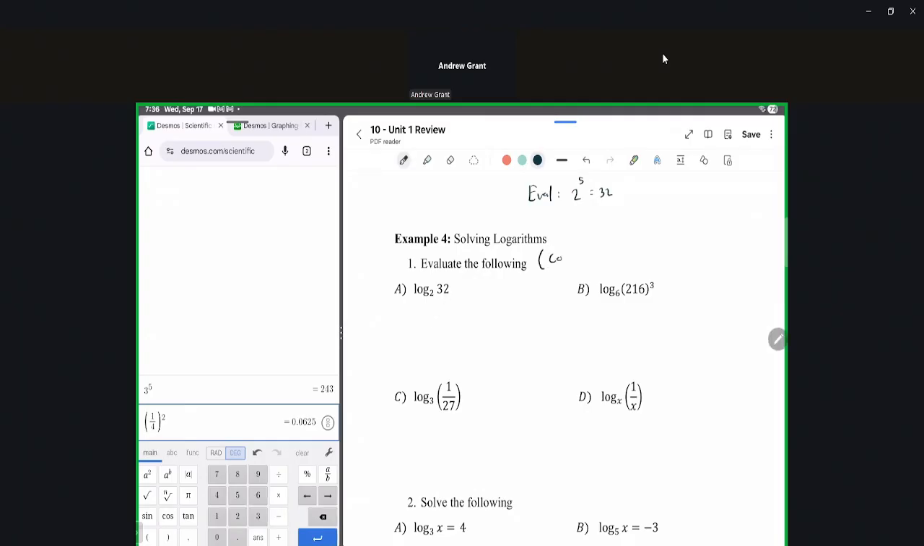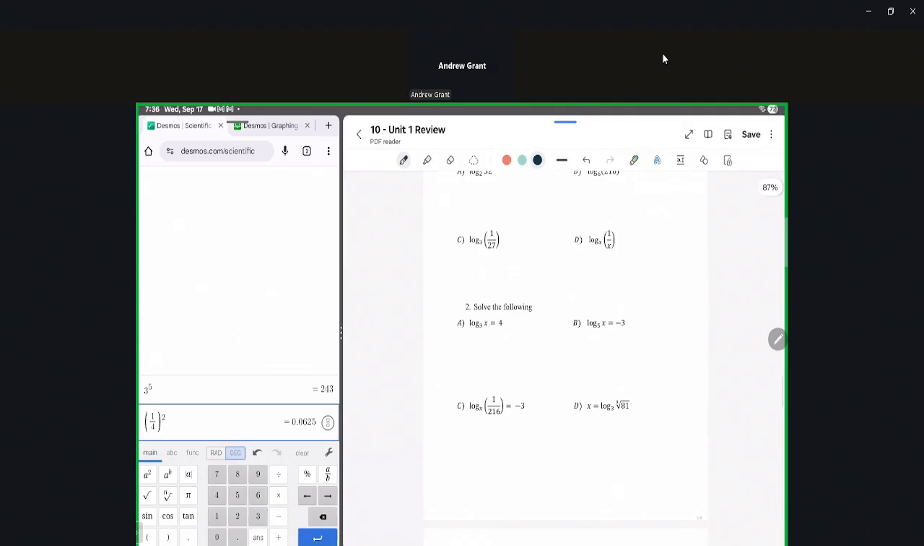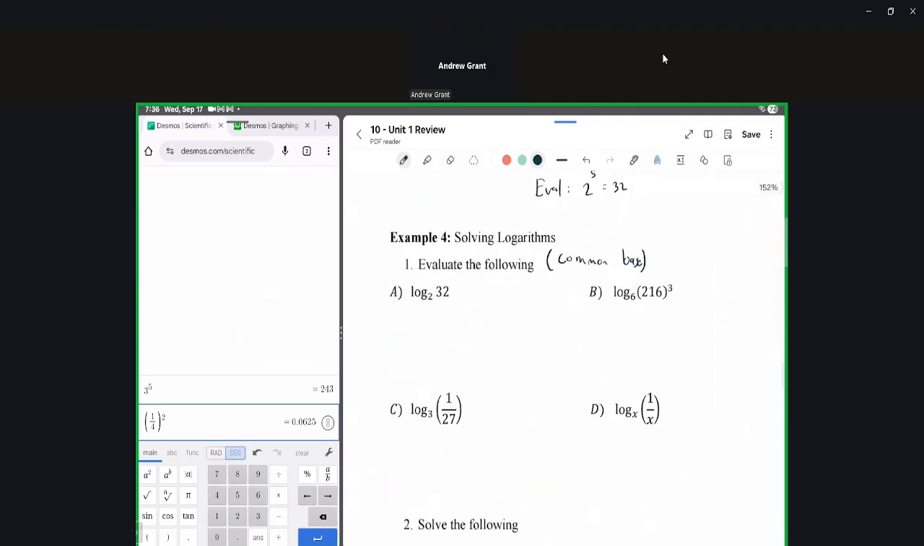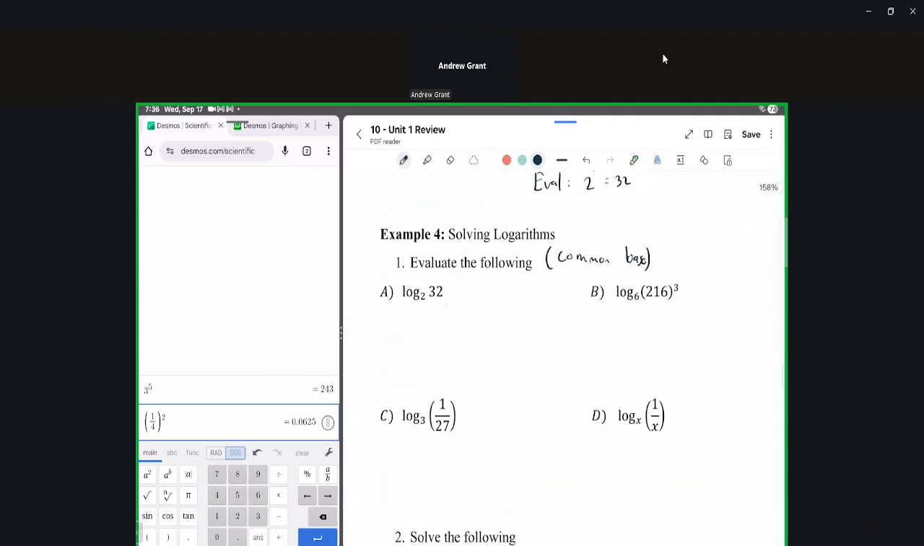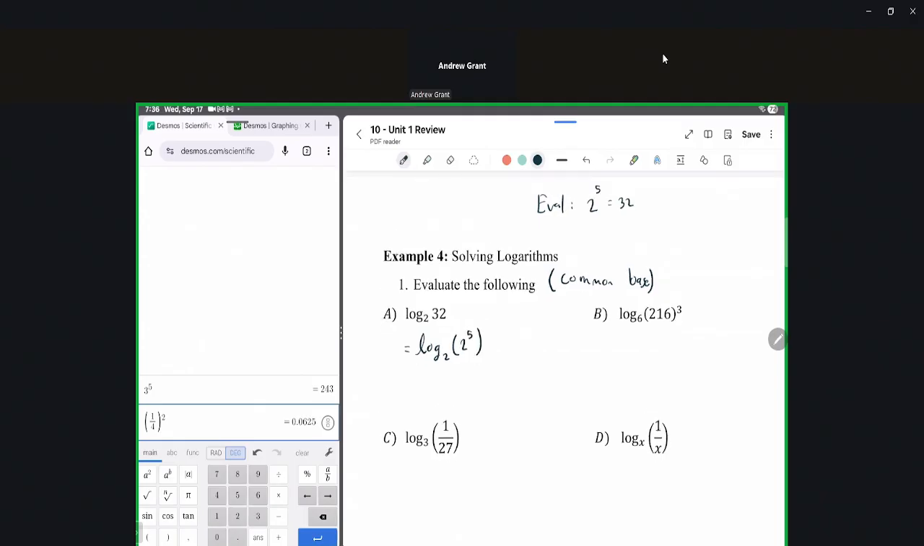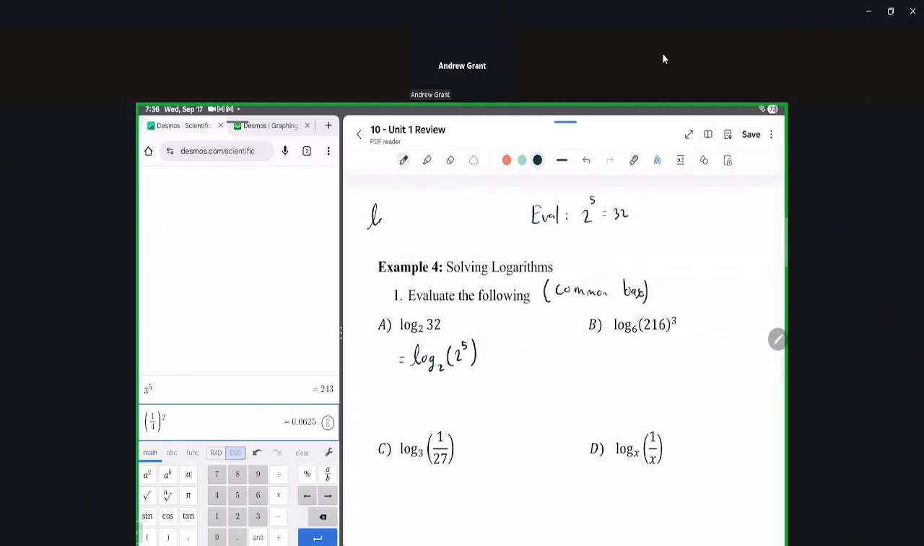So remember, the key technique we want to use to solve this is that we would like to have a common base of some kind. And so log base 2 of 32 is the same thing as log base 2 of 2 to the power of 5. And the rule that we can use here is if you have log base b of b to the power of n, that's just equal to n. So log base 2 of 2 to the power of 5 is just 5.